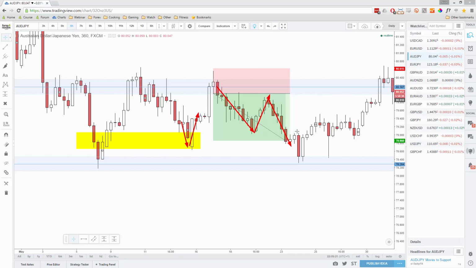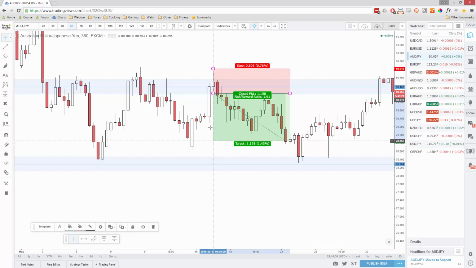I can't remember if I hit my full target on this trade. Let me just double check real quick. No, I don't think I hit my target on this one, actually. I think I adjusted my stop loss on this one a little lower because it was moving so slowly.